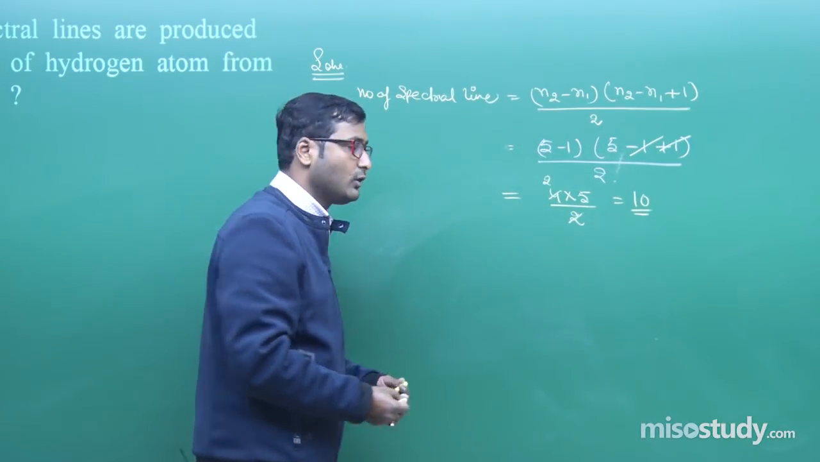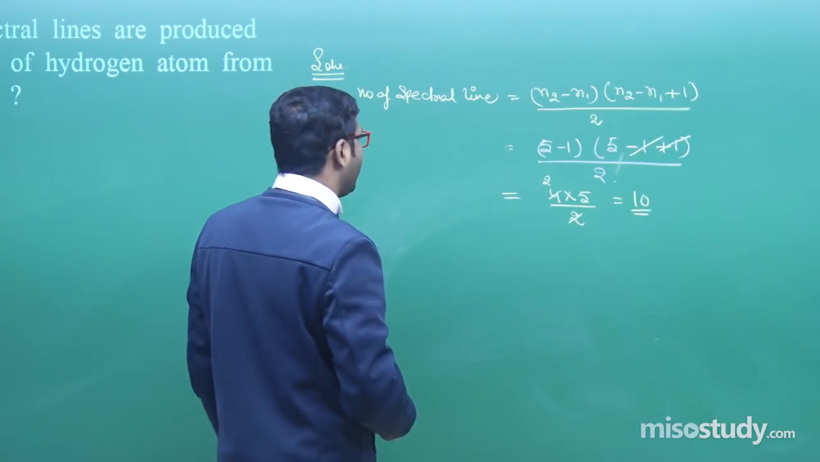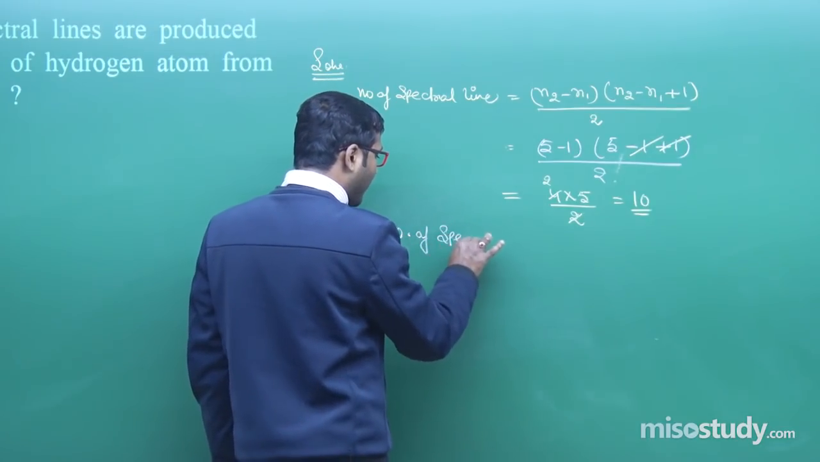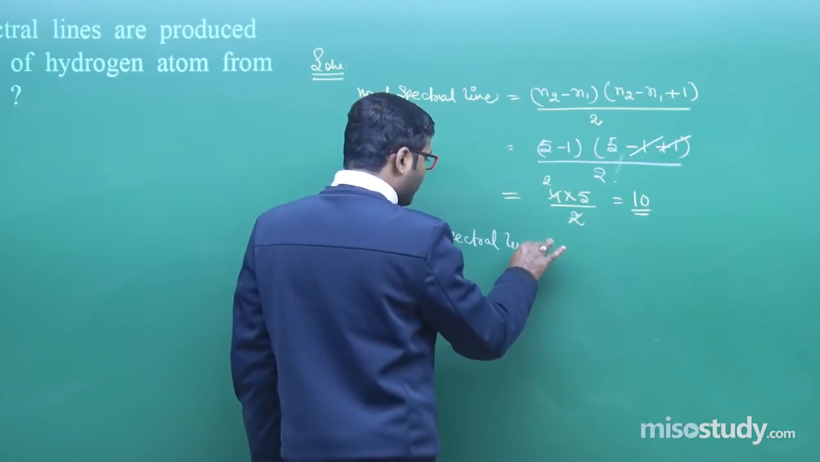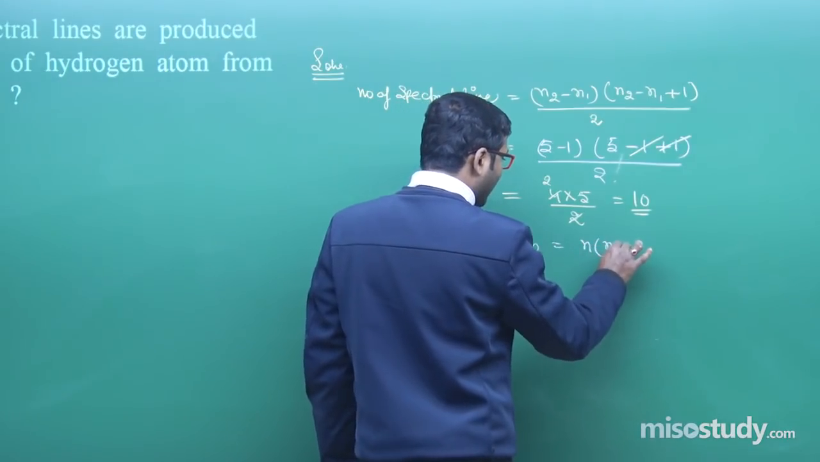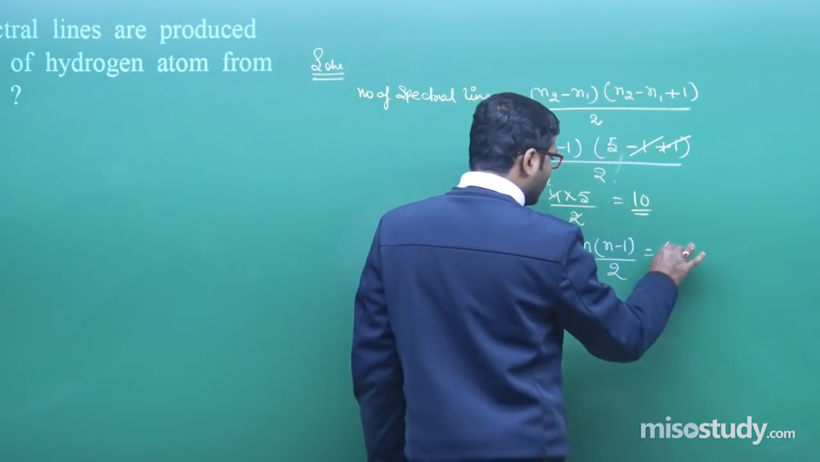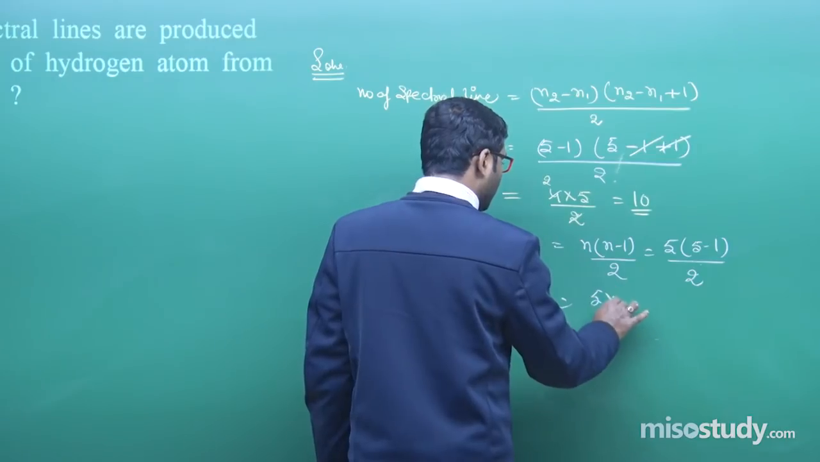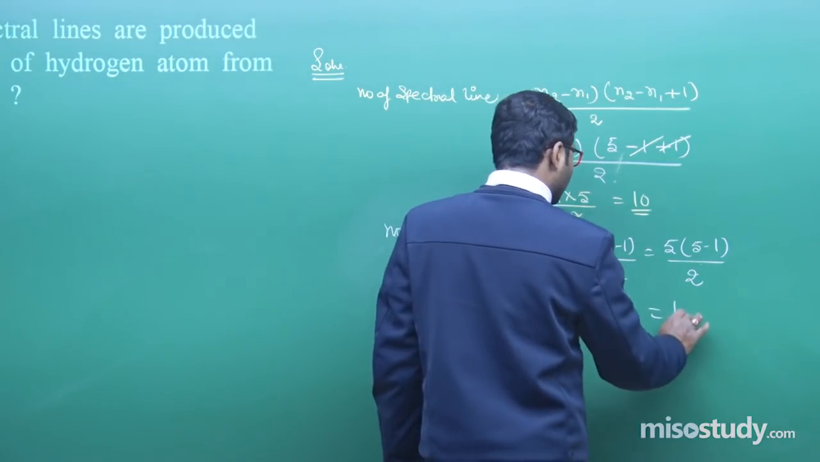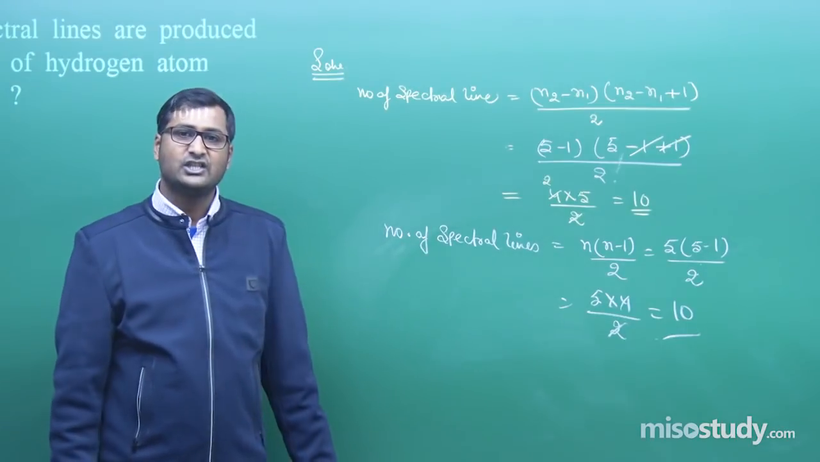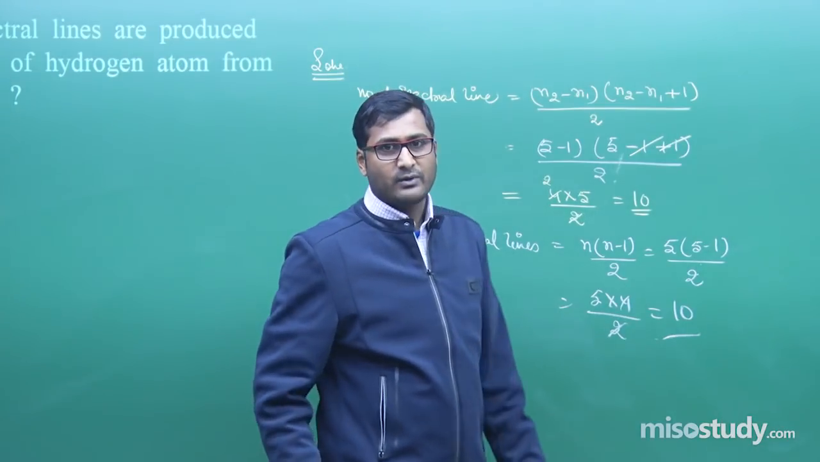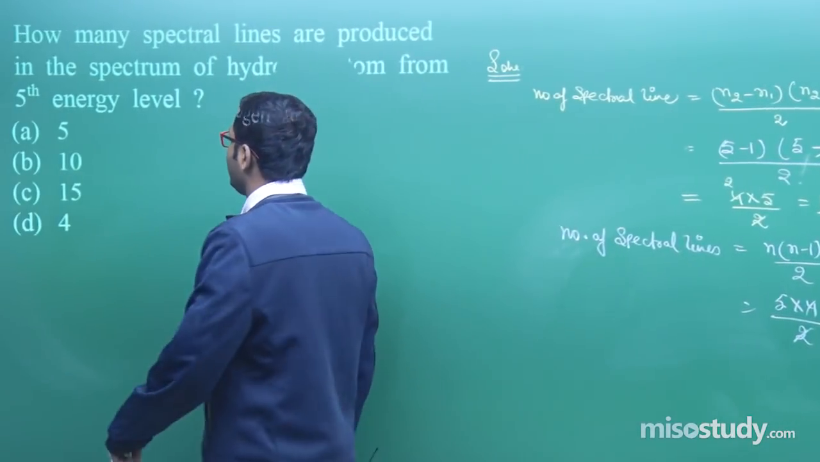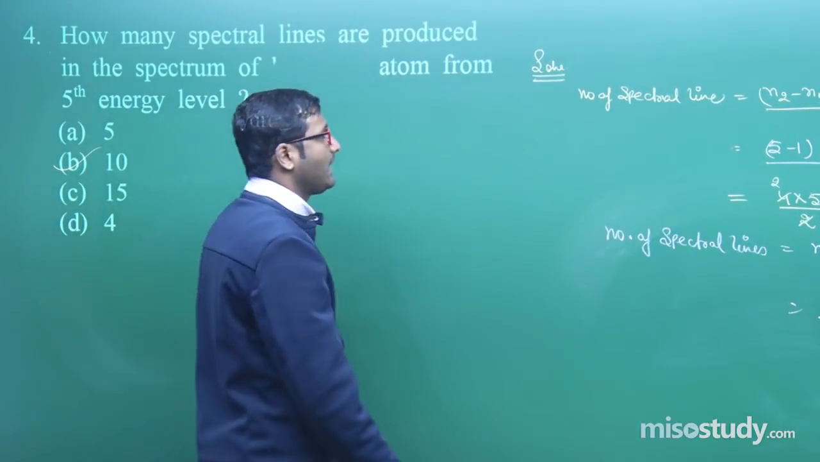Or we have another formula also. If we consider n1 as the ground state, we can easily write the number of spectral lines will be equal to n into (n minus 1) divided by 2. That is 5 into (5 minus 1) divided by 2, that will be equal to 5 into 4 divided by 2. It will cancel, and we get the number of spectral lines 10 here. Clear? Yes, sir. So, what will be the answer in this case? We will say the answer is B. Number of spectral lines is 10.